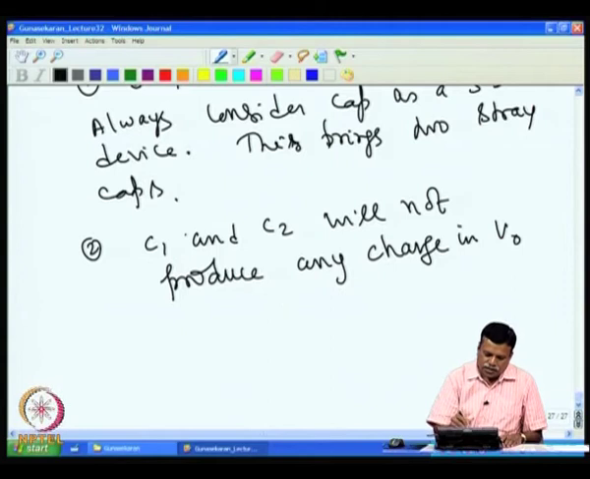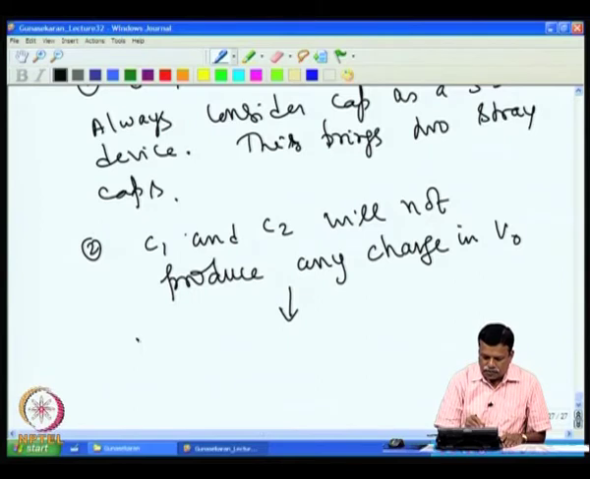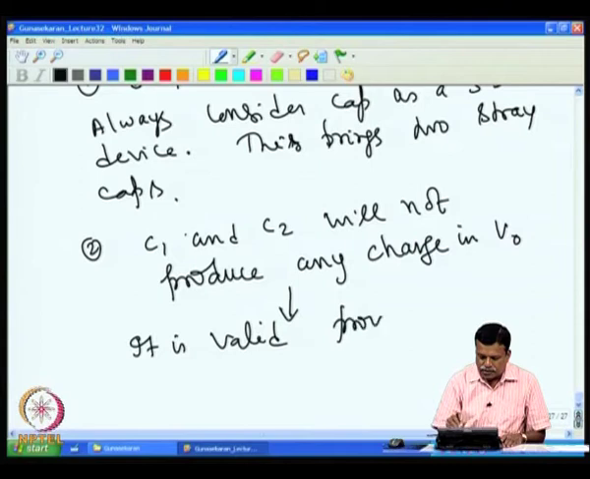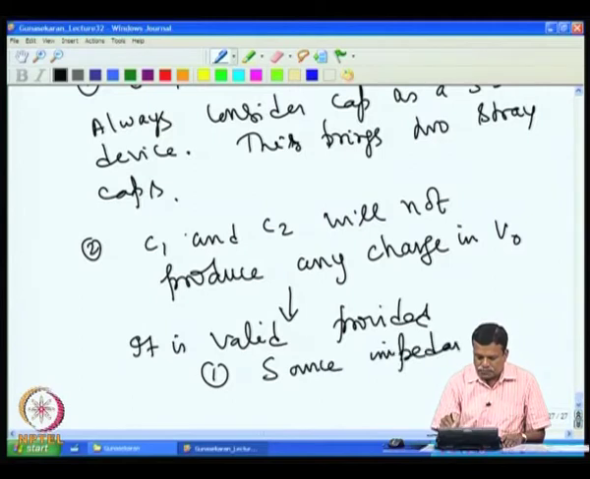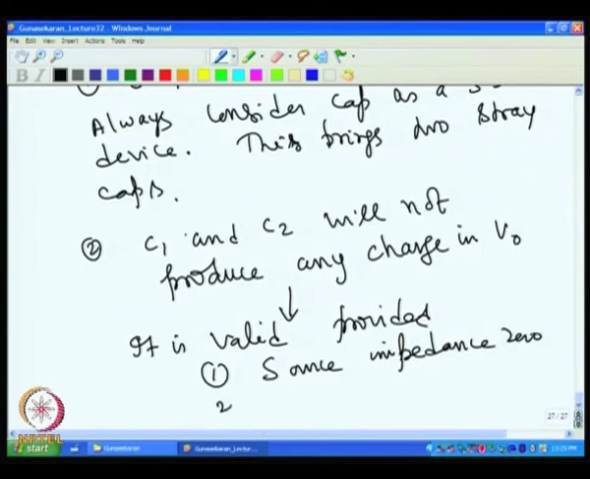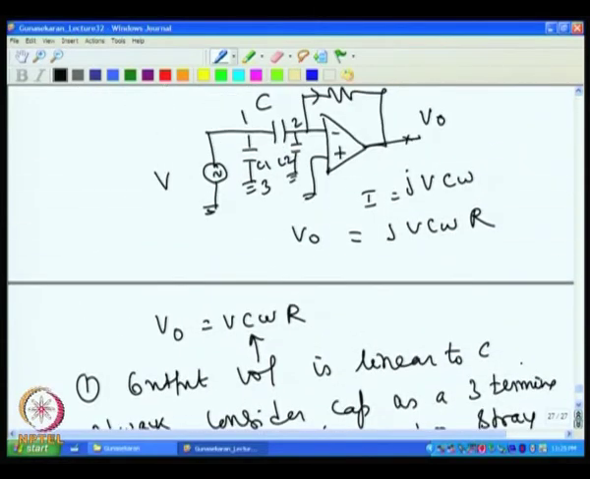This is valid provided the source impedance is 0, and the virtual ground is really at 0, which is invariably the case. So, if you look at this, the output voltage will give you a capacitance value.